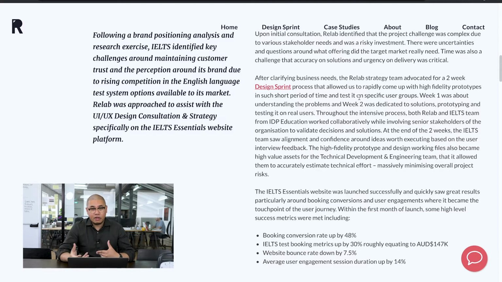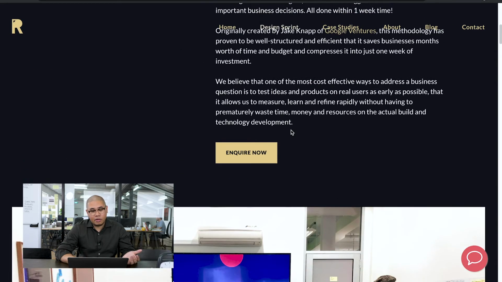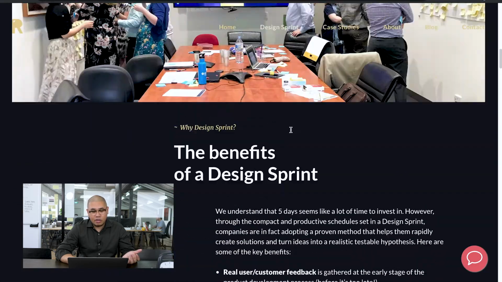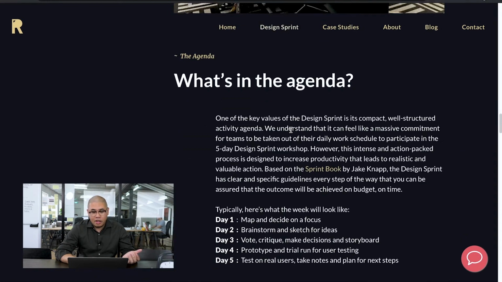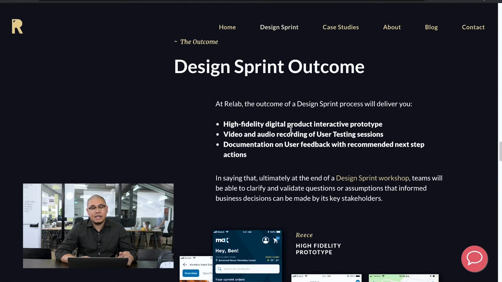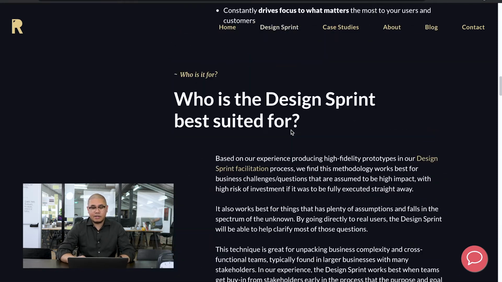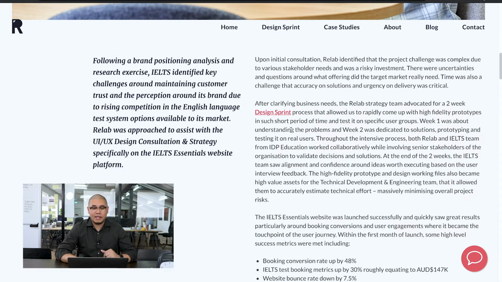We didn't explain further what the design sprint is, but we did have a link here that allows people to read more about the design sprint, which we have in a separate page. So this is a much more thorough page about what the design sprint is, what the benefits are, who it is best suited for, what's in the agenda, what's in the 5-day agenda if it was a 5-day process, the design sprint outcomes, etc., etc. So for those who wanted to learn more, whether you're a marketer, a stakeholder, a business owner, or whoever it is that is interested in Relab services, then that's another page that we would offer them from here.